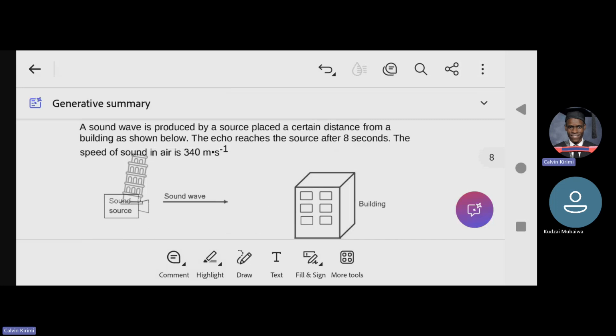And what about the echo? What do they mean by echo? Remember from the multiple choice. Echo, what does echo tell us? When they say echo from the source after 8 seconds, what information can we get? Like 8 seconds, it's what? What will be the frequency? 8 hertz.